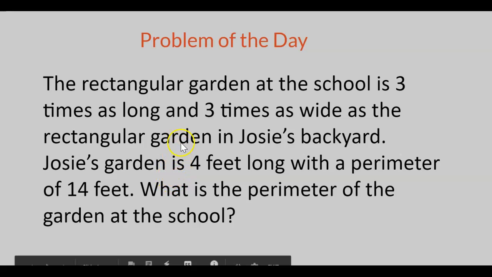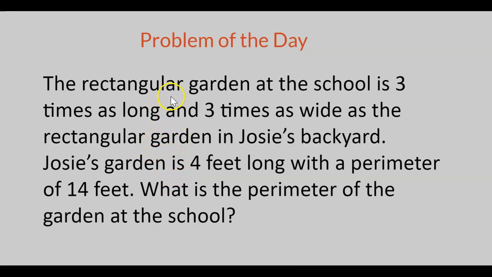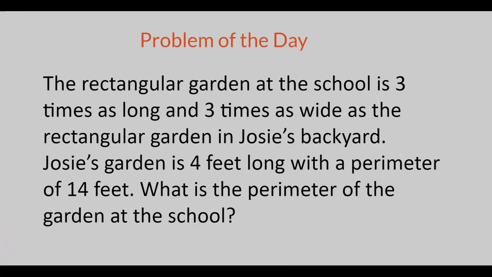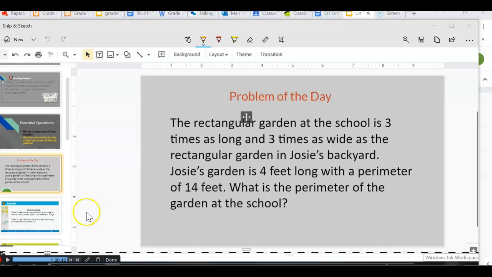And on our next slide here, we have a problem of the day. The rectangular garden at the school is 3 times as long and 3 times as wide as the rectangular garden in Josie's backyard. Josie's garden is 4 feet long with a perimeter of 14 feet. What is the perimeter of the garden at the school? So we're going to pause for a few minutes, and I want you to reread it to yourself and just be thinking about how we're going to approach that.